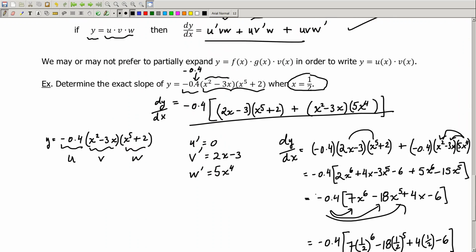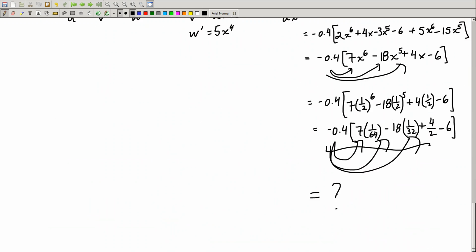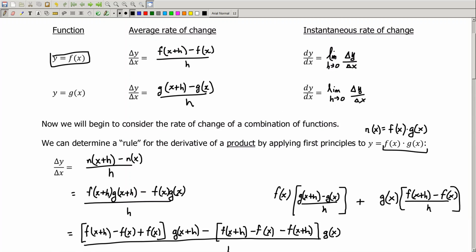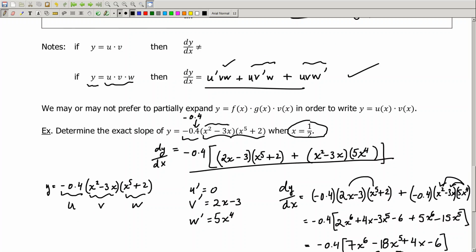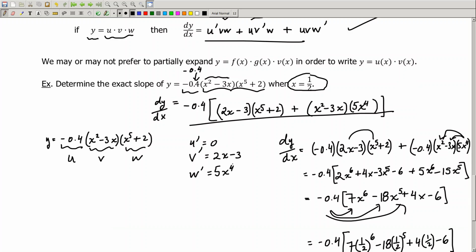But basically, that is how you apply the product rule. It's essentially the same thing you've been doing in the past. So you apply the product rule, but first you need to individually figure out what u prime, v prime, and w prime are, and then just plug them into this formula right there. And that's it. Bingo. That is the product rule, and it includes a little bit of power rule too.